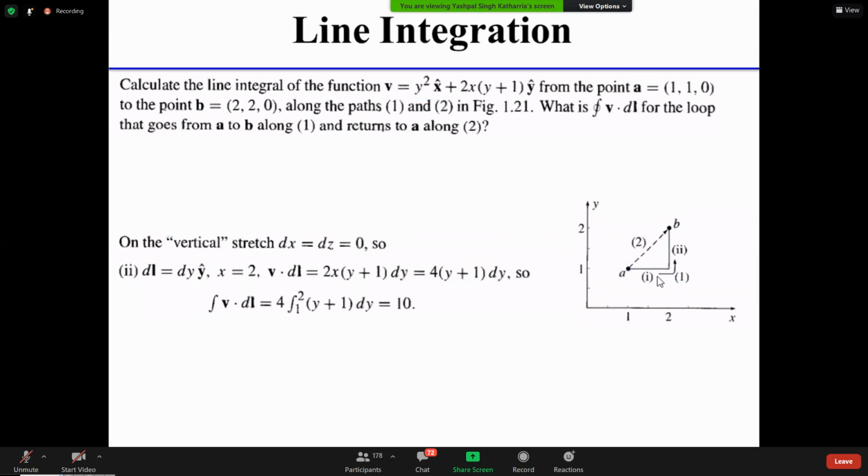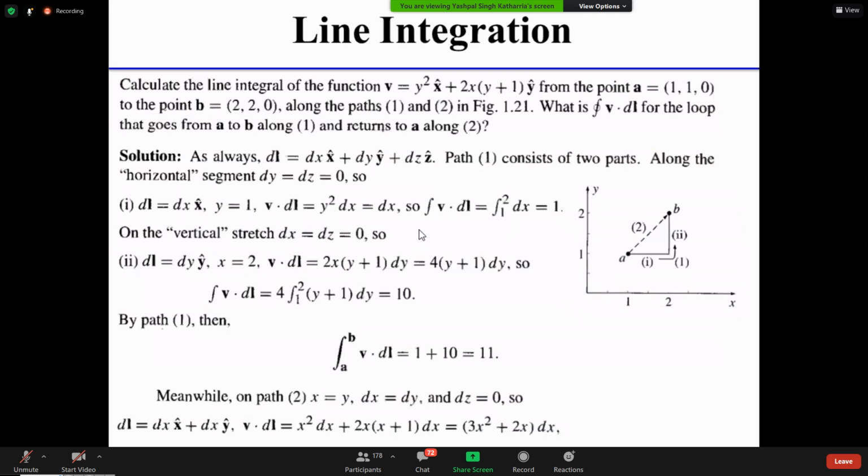Okay, same way you can try to calculate the path integration along AB. For AB you have to use a little trick. What is that? You can see that y equals x along path 2. So in that case dx will be equal to dy, and dz is obviously 0. So you will then write down dl as dx x cap plus dx y cap, and you calculate v dot dl. Similarly, you can also calculate the integration.